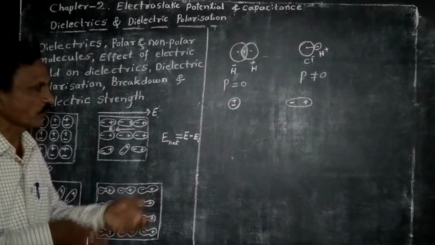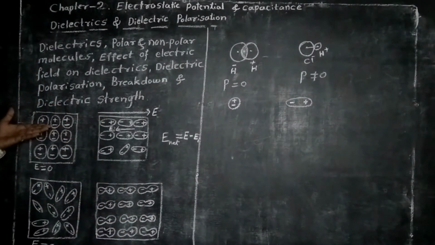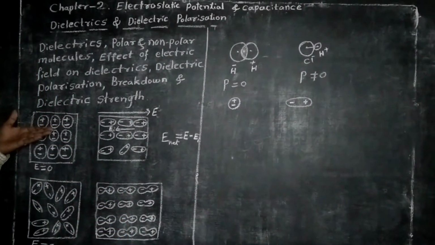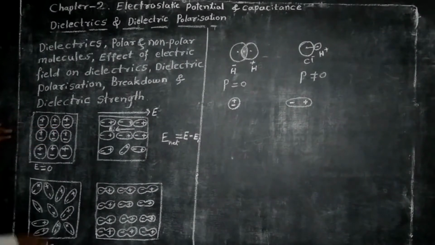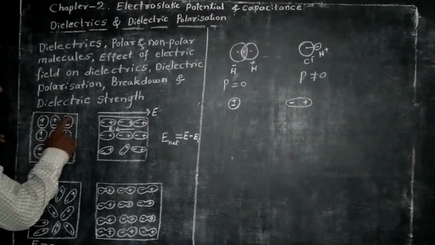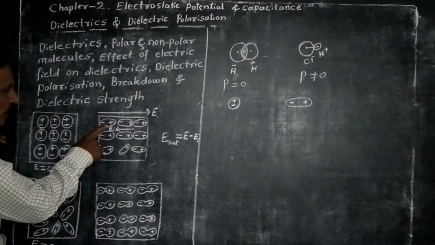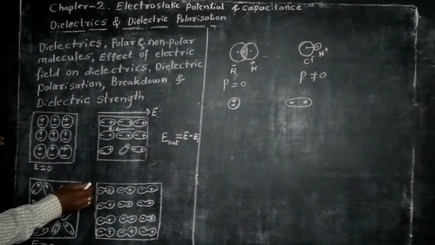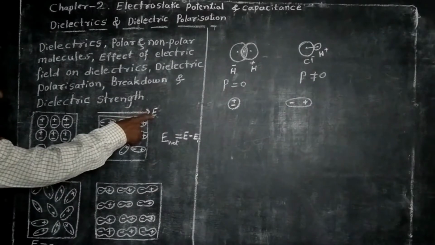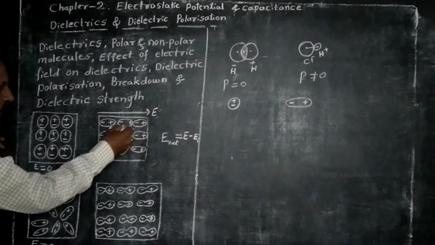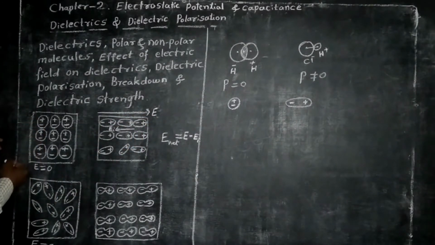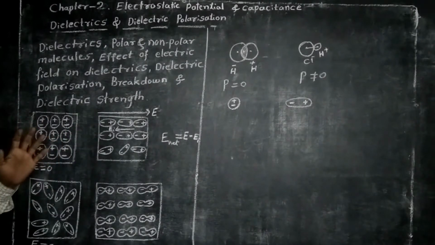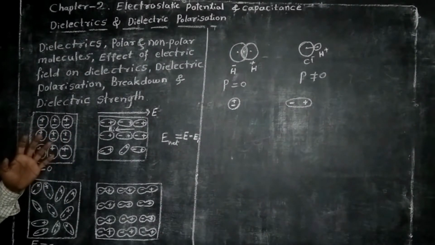Then what is the effect of an external electric field on non-polar dielectrics? When a non-polar dielectric is placed in an external electric field, positive charges are displaced in the direction of the external electric field and the negative charges are displaced in the opposite direction. Clear?